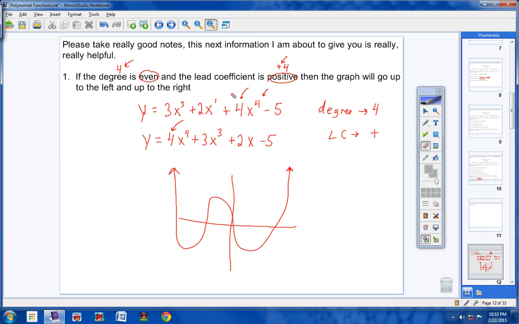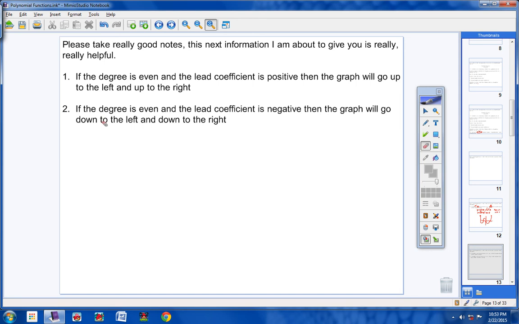Let's continue on. Now, if the degree is even and the lead coefficient is negative, then the graph will go down to the left and down to the right. Okay, let me give you an example of this. Copy this in your notes, please. Please copy that in your notes.